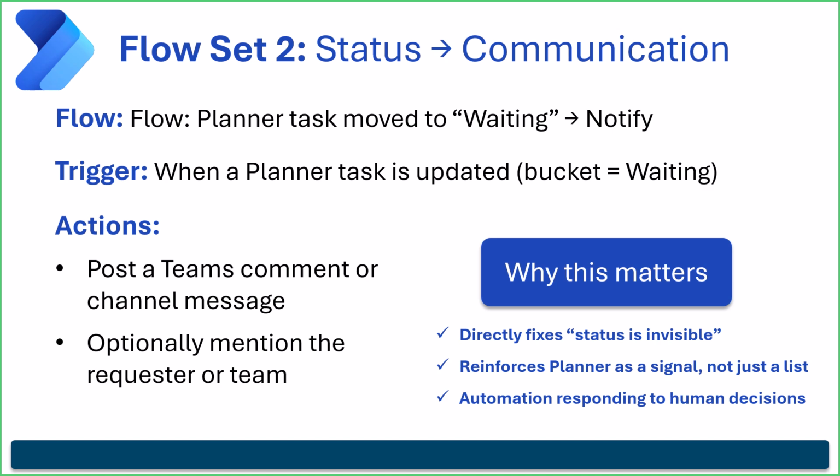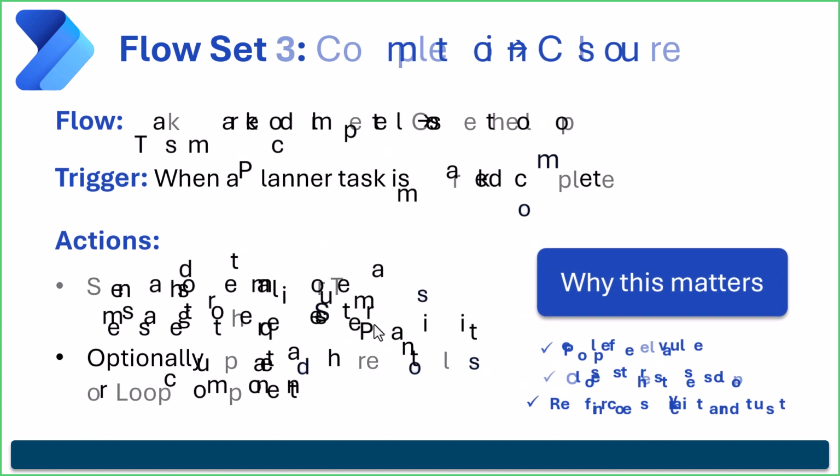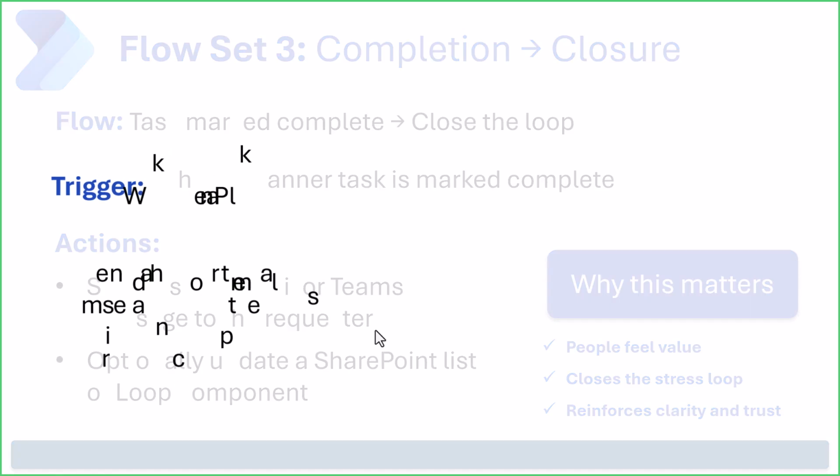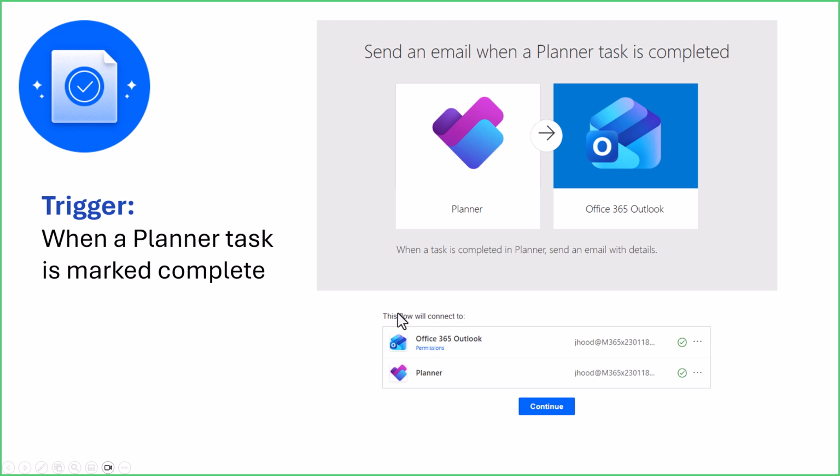So this is just an idea, because you can put additional things, and you could have it post to a Teams channel or chat and not just email. For the completion, the closure part, we want it to be nice and clear, so people trust this process. We want to close the loop. That's going to be important. So the trigger might be when the task is marked complete. And yes, it will by default send everyone an email if they have it turned on. This is going to override that if someone shut it off. So it's going to send a short email or a Teams message, and then you could update a list if you wanted to.